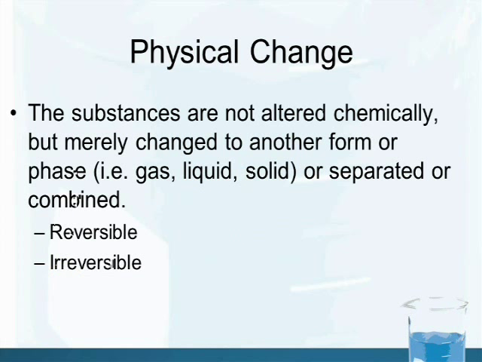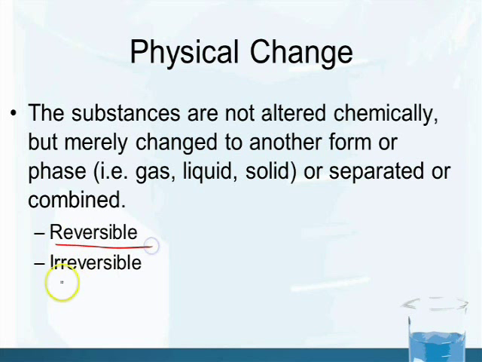Now, the first type would be physical change. The substances are not altered chemically, but merely changed to another form or phase. Okay, so you don't change what it is. It just changes the shape or goes to another phase. For instance, you might go from a liquid to a solid, such as freezing, or a liquid to a gas, such as boiling. You could separate it or combine it. So it's still the same thing, you're just changing what it might look like.